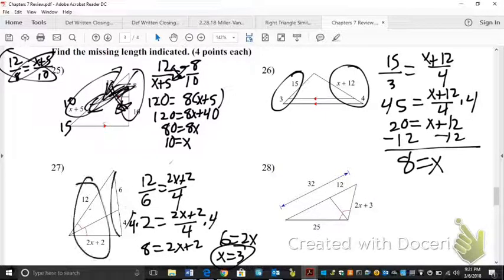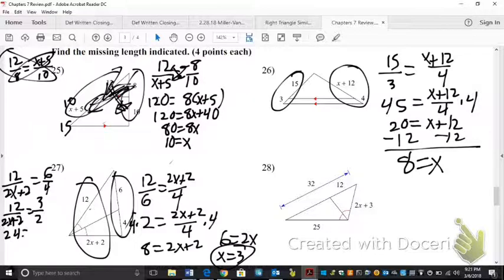Make sure you go back. Now if I had done that, 12 over 2x plus 2, I'm just going to show you it works the same way, equals 6 over 4. 12 over x plus 2 equals 3 over 2. I'd rather multiply by smaller numbers, it makes my life easier. Cross multiply, 24 equals 6x plus 6. Subtract 6 from both sides, divide by 6, and I get x equals 3. Check. Okay.